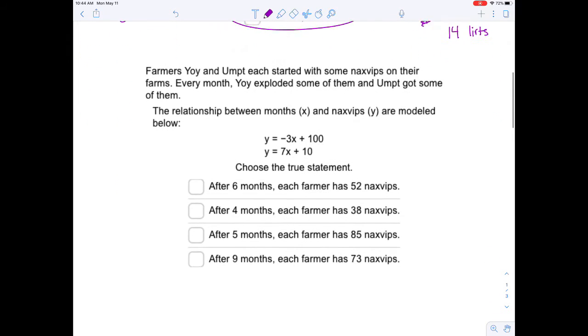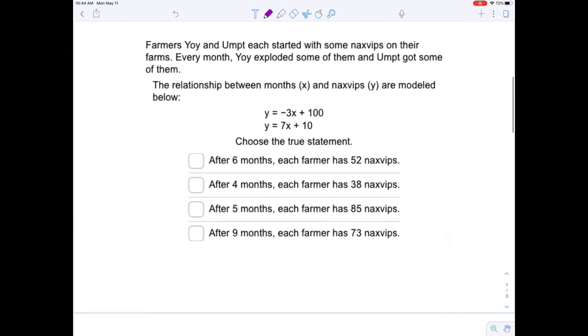Let's keep this video short and keep it moving. This next one deals with 2 farmers. Once again, the months are in X, and the next VIPs, whatever that is, the Y. And down here we have months and next VIPs. So it's important that we know which one's which. For right now, let's go ahead and leave those underlined.